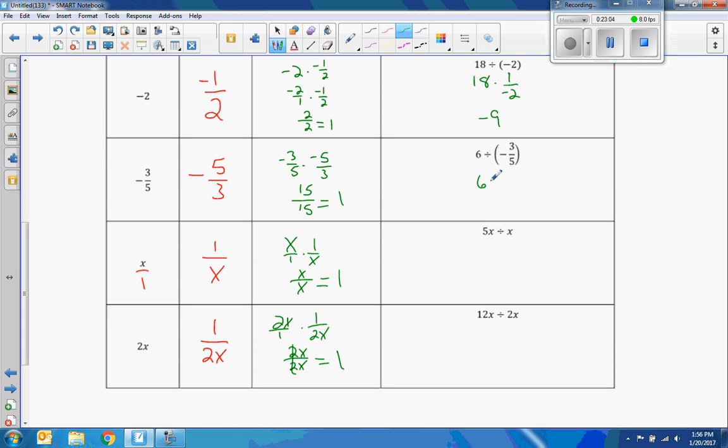6 times negative 5/3. Think of this as over 1. Multiply, or we can cancel actually. 3 will go into 6 twice. 2 times negative 5 is negative 10 over 1, or just negative 10.